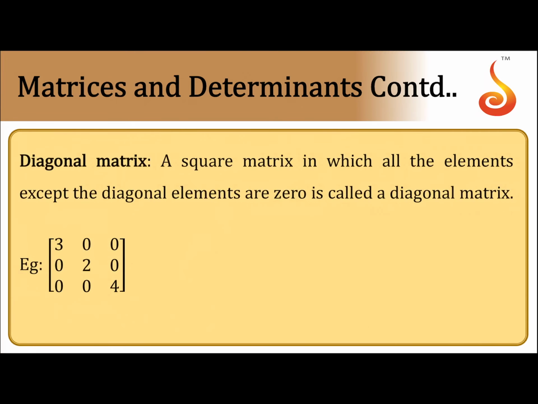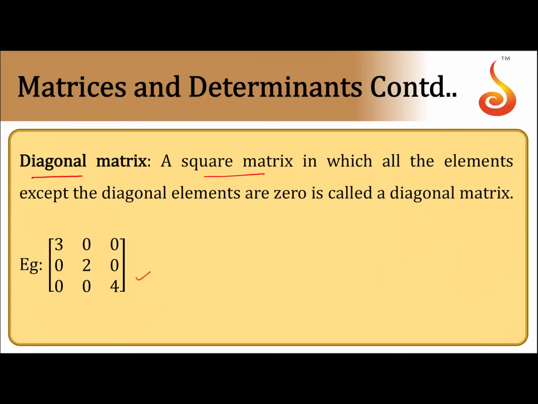What is meant by a diagonal matrix? The name itself says it: non-diagonal elements are always 0 in a square matrix. That square matrix is called the diagonal matrix. It is a square matrix in which all the elements except the diagonal elements are zeros. So this is an example.